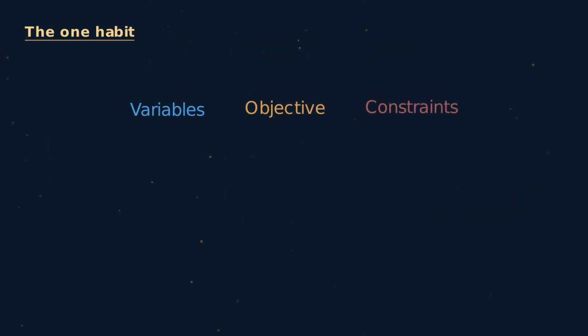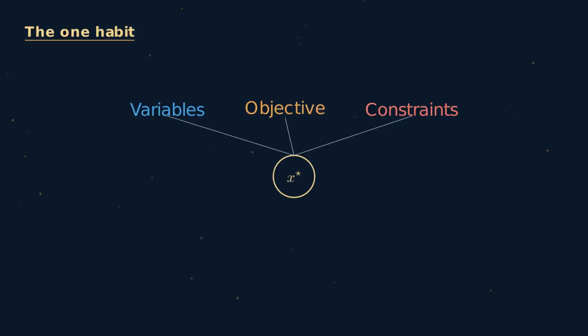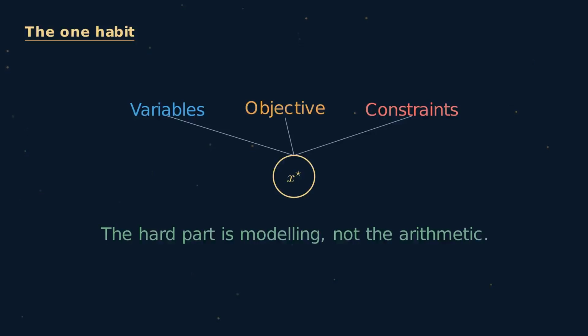Zoom all the way out, and one habit survives. Faced with any problem, ask 3 questions in order. What can I change? What am I making best? And what must I not violate? Answer those, and the answer X star follows. 9 times out of 10, a hard optimization problem is really a modeling problem wearing a disguise.